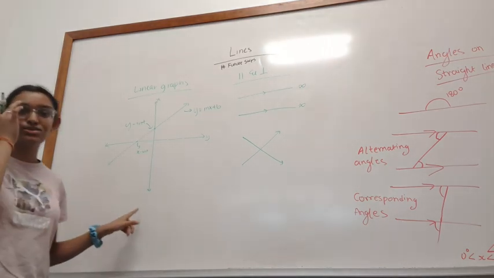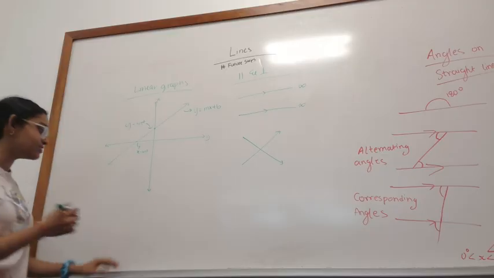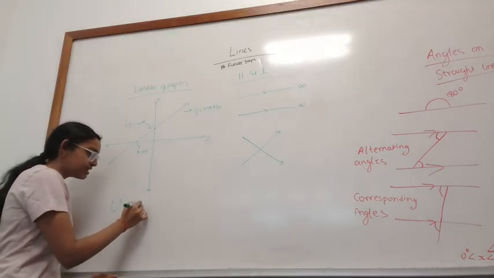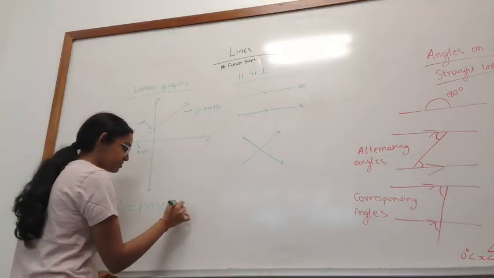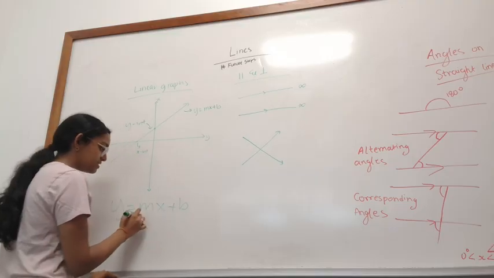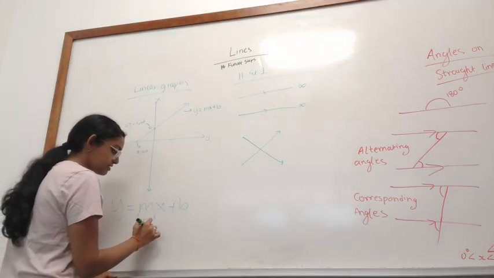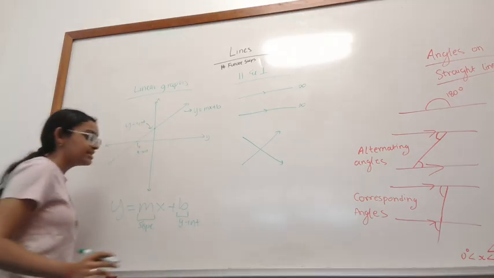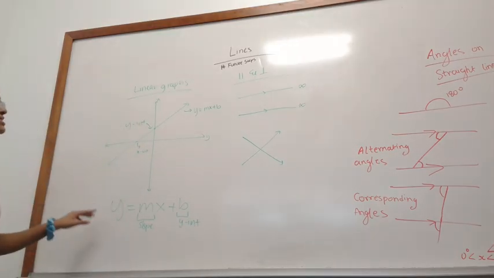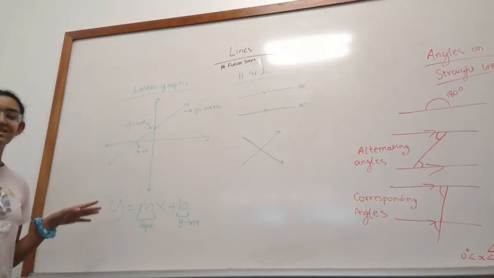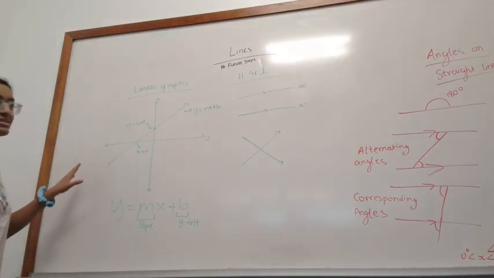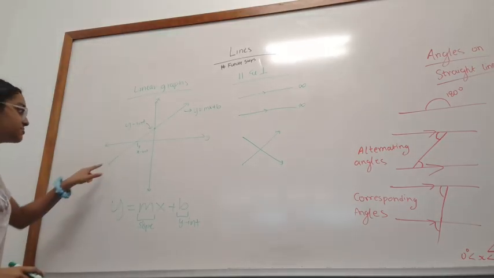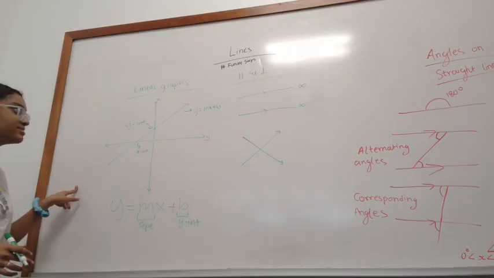And we know that linear graphs always have an equation of y equals mx plus b, where m is our slope and b is our y-intercept, right? And this is always a straight line. The reason is that it's a straight line, it goes on forever. So both of these ends will go to infinity.